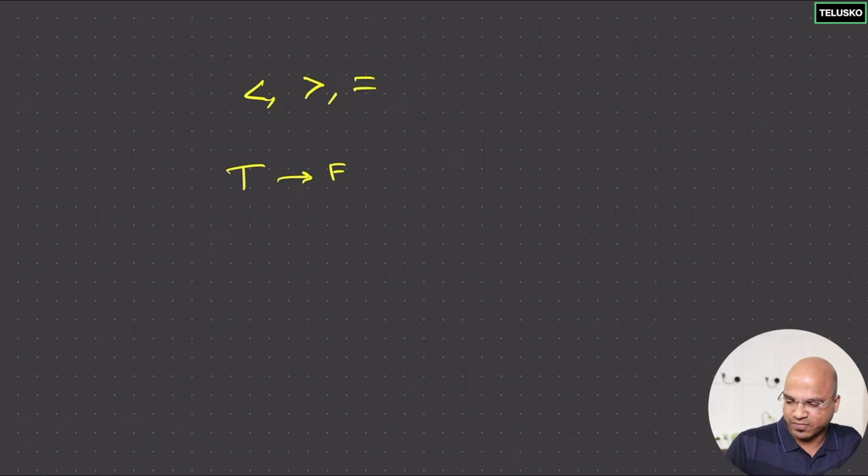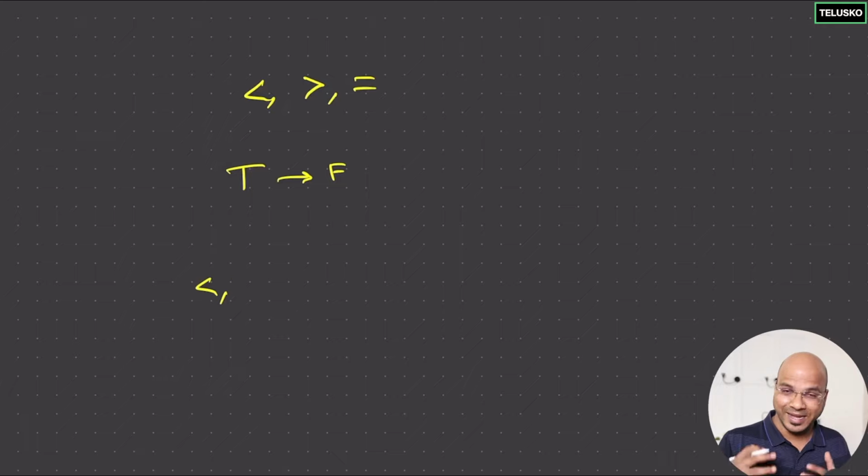Now, specific to Java, we have different operators. We can use less than to compare: the first value should be less than the second value. If that is true, of course, you will get a true value. We can also check for greater than, and we can also check for equal to.